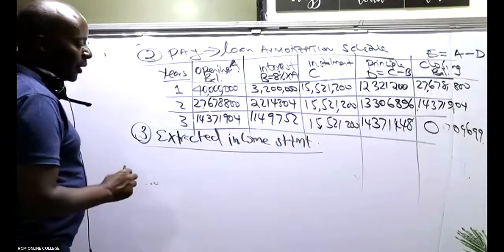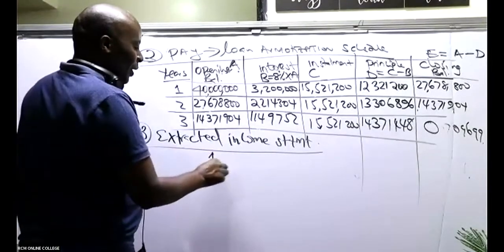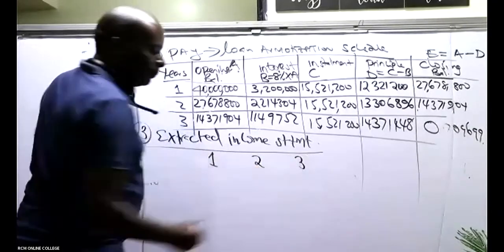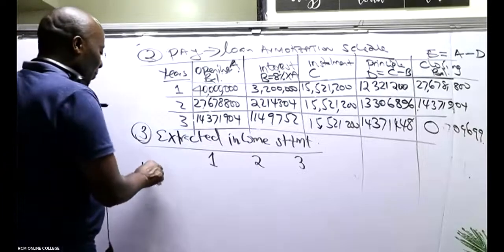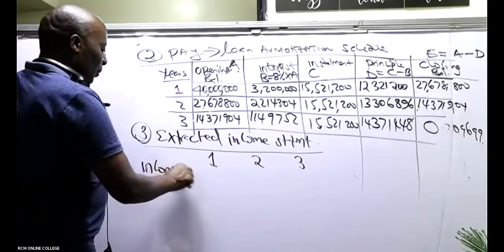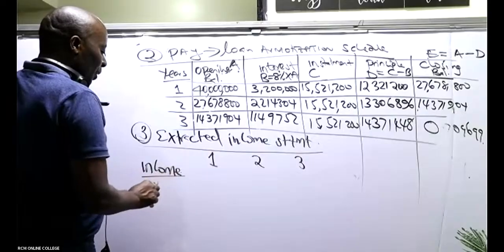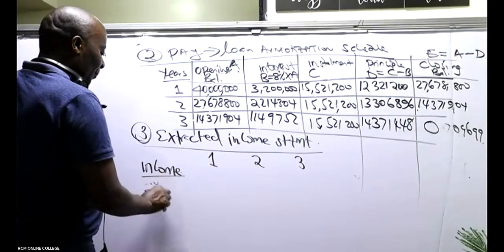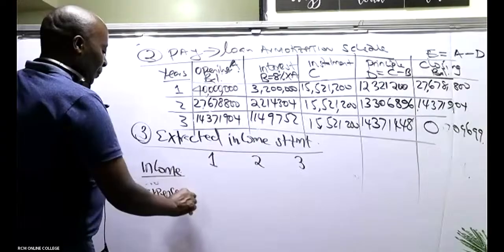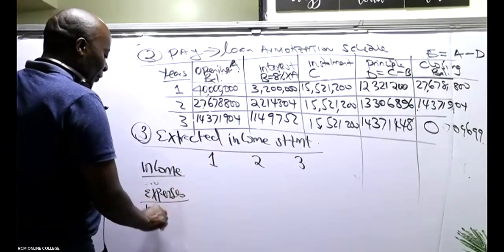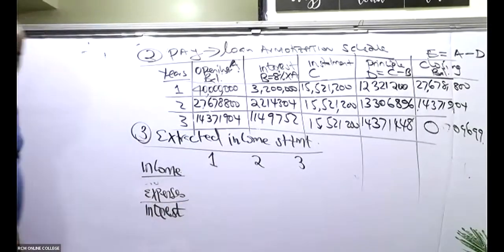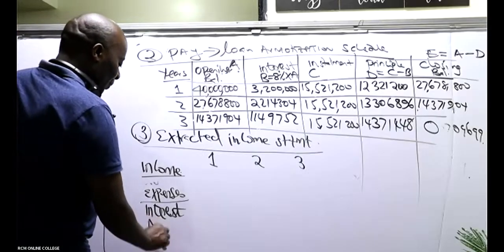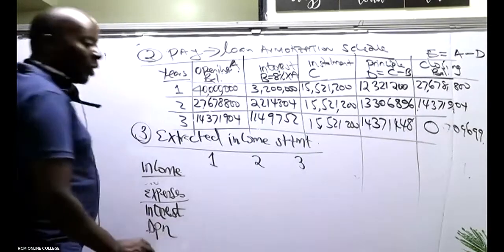Extracted income statement. Remember, we have 3 years: year 1, year 2, year 3. So you're going to have an income because there was a disposal done. And then we have expenses. There are two expenses normally. We have interest paid, interest. And then lastly, of course, we have depreciation.